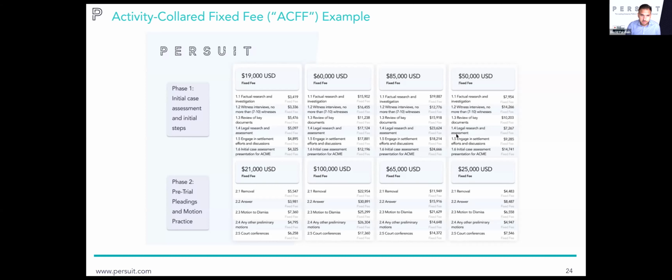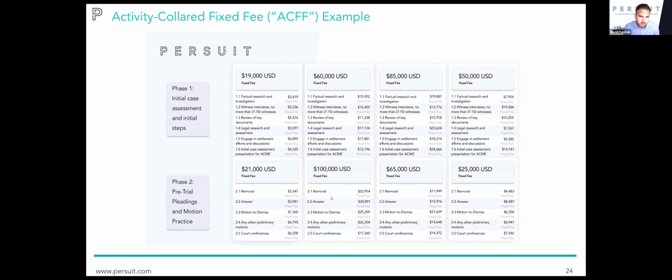Okay, this is an example here on the screen of what we mean, a real life example of pricing that's submitted both at the phase level and at the activity level. So you can see phase 1, initial case assessment and early steps. And you can not only ask firms to give you pricing for what the entire phase would cost, but they would also break that out by activity. So you can see witness interviews, maybe you're assuming 7 to 10 witnesses, and the firms are giving you pricing for what they would charge you for those interviews.